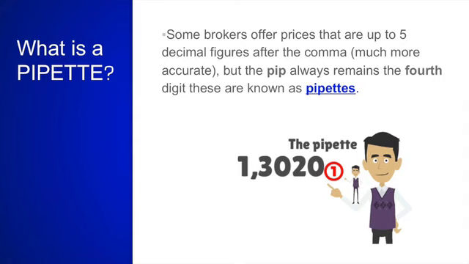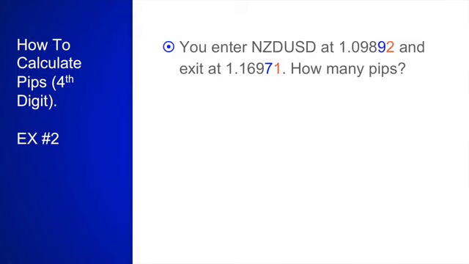But that's what you do with the pipette. Act like it doesn't exist. The one that you care about is the 4th decimal place. So now here's our second example.